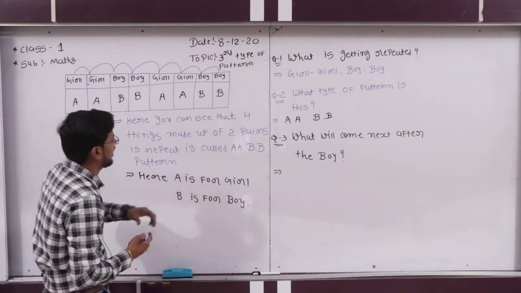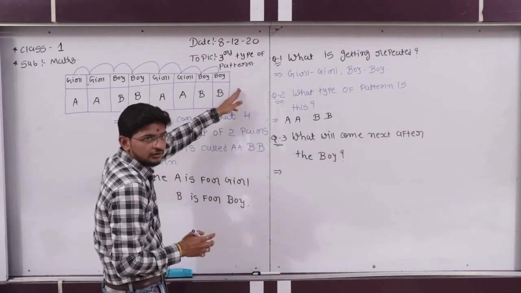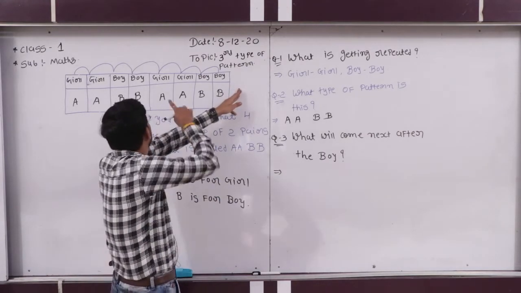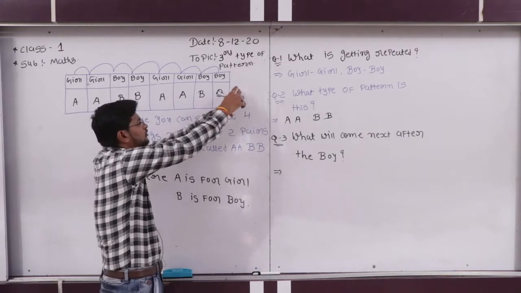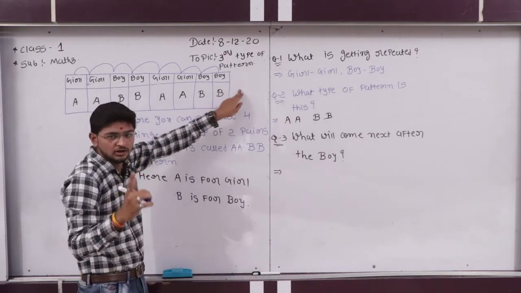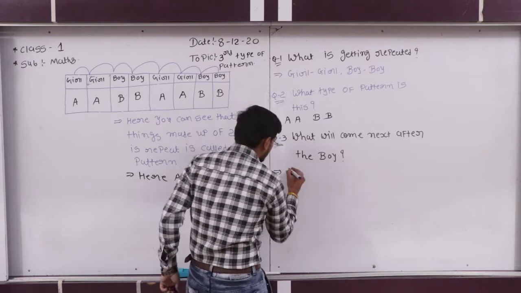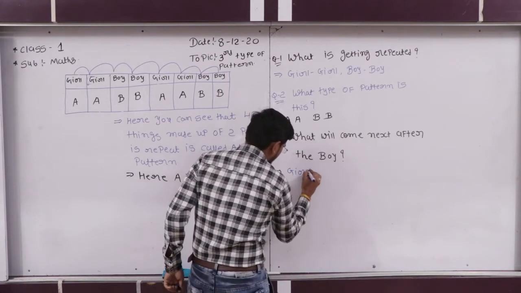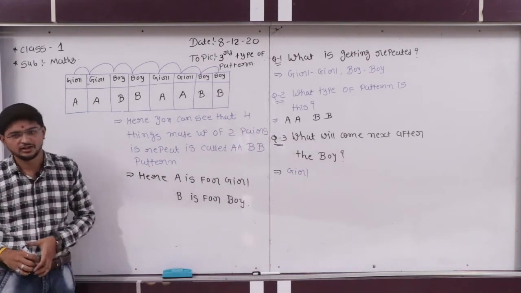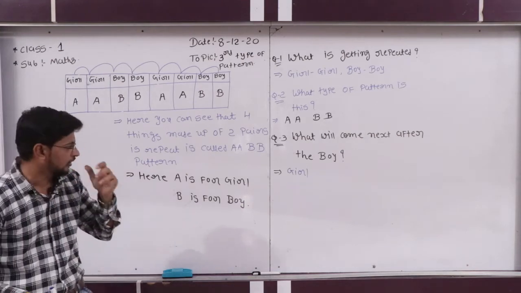So what is the next here? After boy, what do we repeat here? After boy, girl. So here also we repeat after a boy a girl. So our answer is girl, girl, girl. What will come next after the boy?